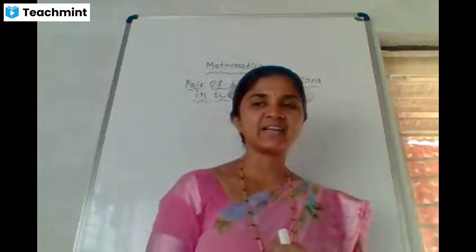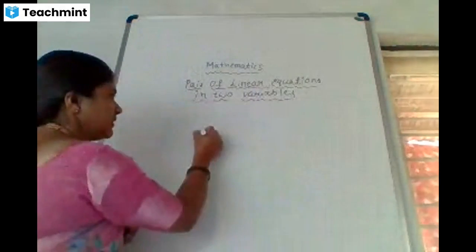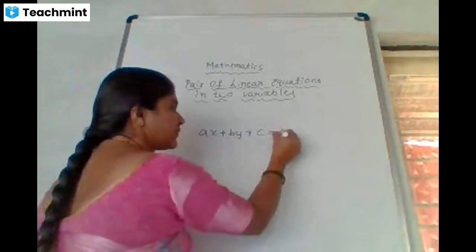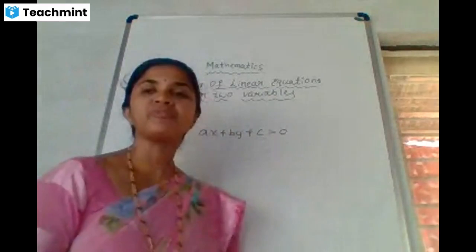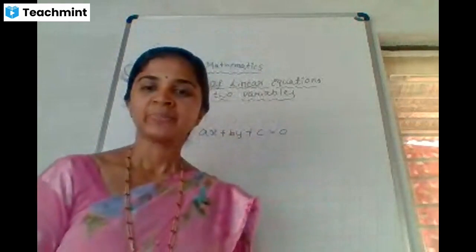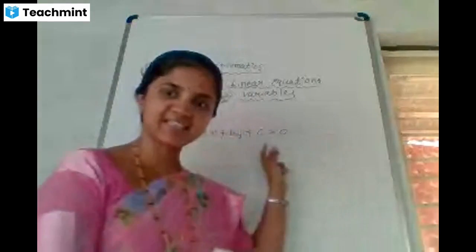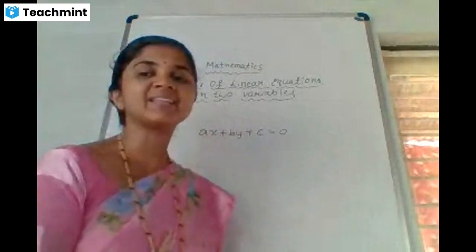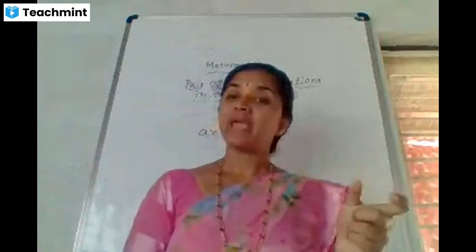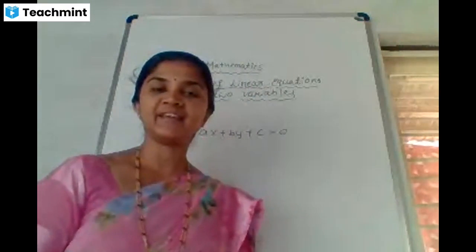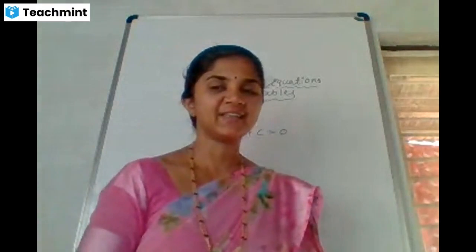Yes, what is it, Ankit? ax plus by plus c is equal to 0. This is the standard form of just a linear equation in two variables. Yes, but I need the standard form of the pair of linear equations in two variables, Ankit?